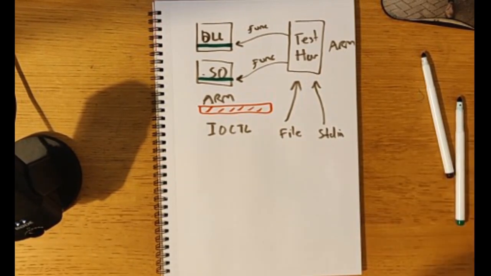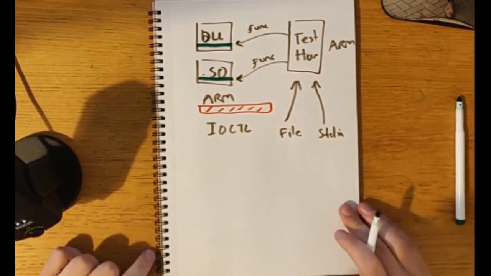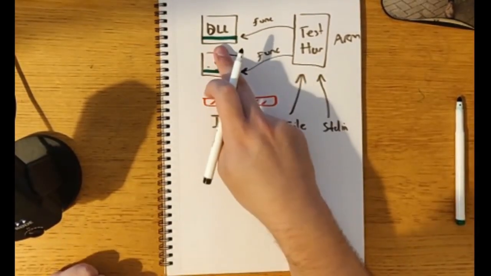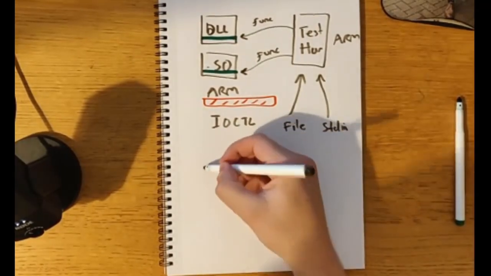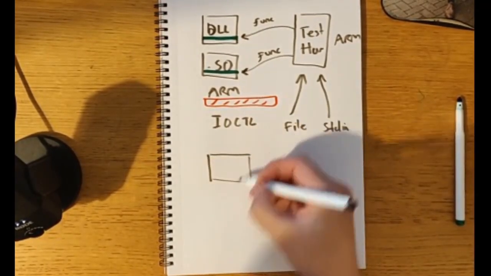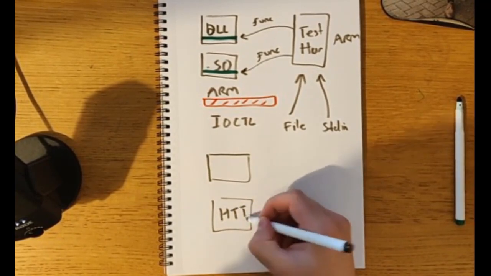Yep. How do you find the function you want to attack? Typically, what I do is I look for anything that's doing big parsing stuff. So if someone has written a DLL for something, and let's say it's a web server, right? Someone's written a custom web server. Just do HTTP for the web server.